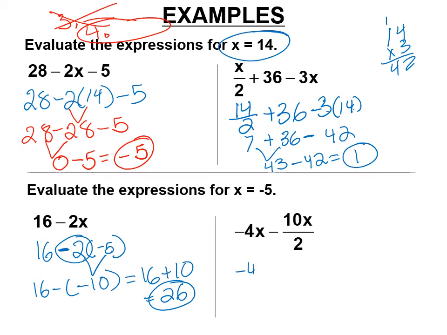So we have negative 4 times negative 5 minus 10 times negative 5 divided by 2. Negative 4 times negative 5, 20. 20 minus 10 times negative 5, negative 50, all right? And I've still not done. So we've done our multiplying here.